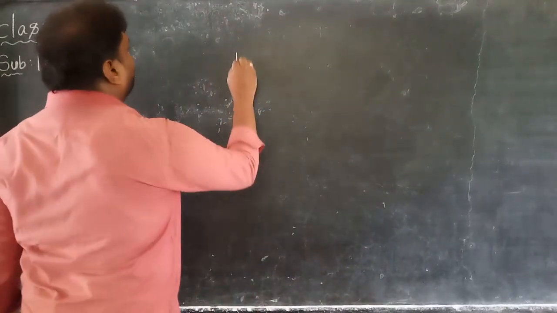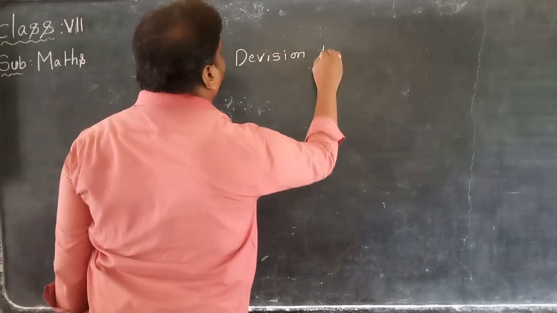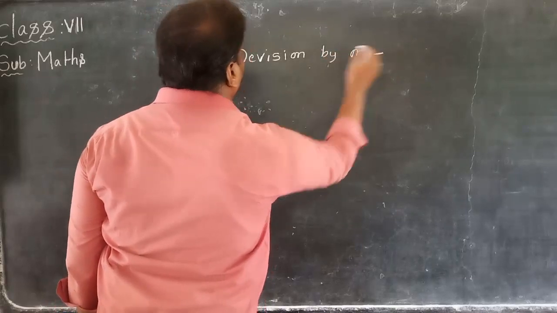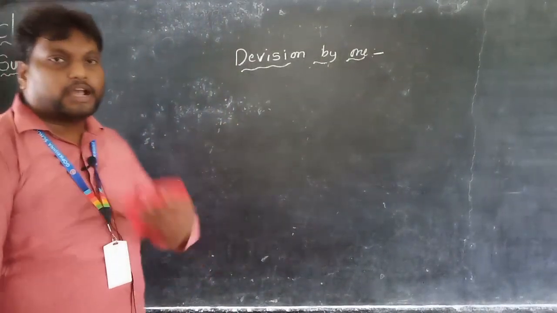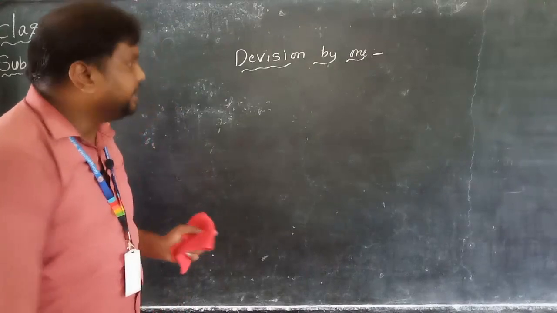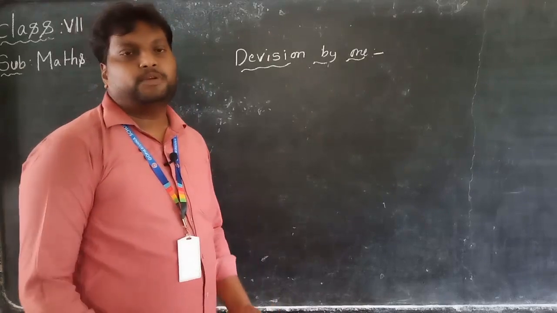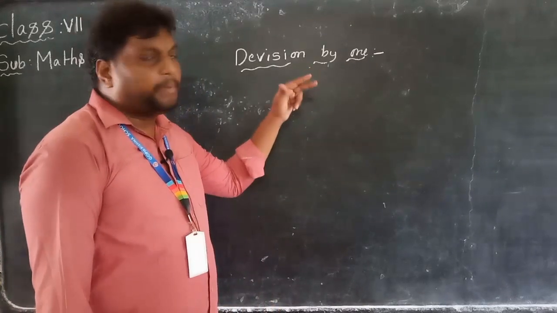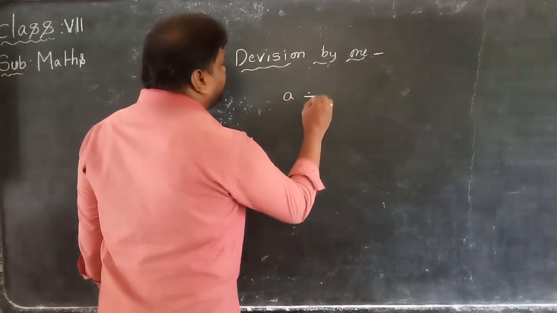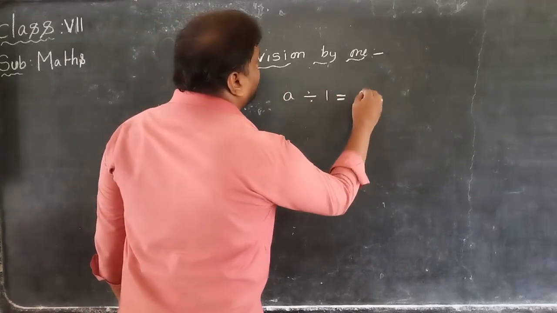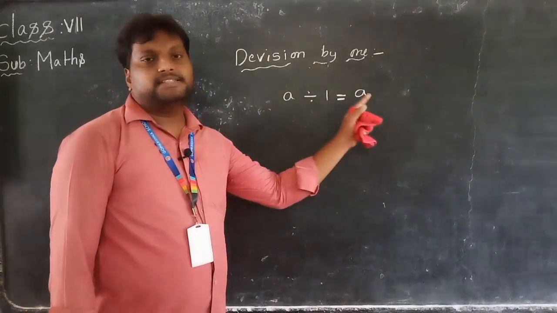Next, the last property, division by 1. This is also called the property of 1, and before that we call the property of 0. Any whole number divided by 1 gives the same number, and like that for integers also. Any integer divided by 1 gives that number only. Whichever number we take and divide by 1, we get the same number.